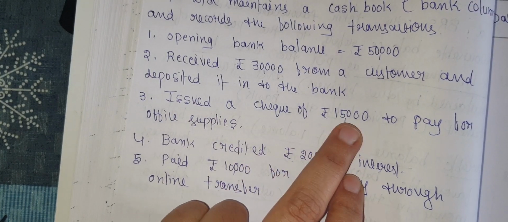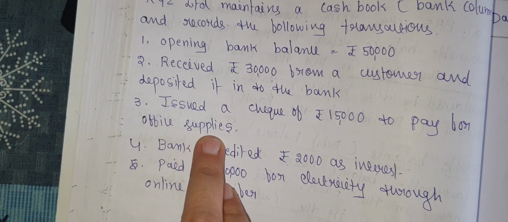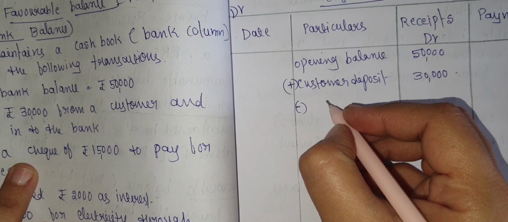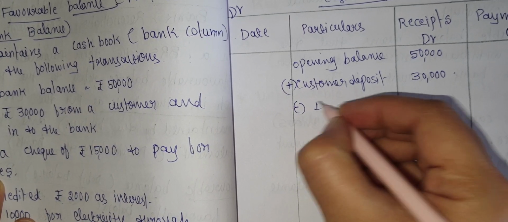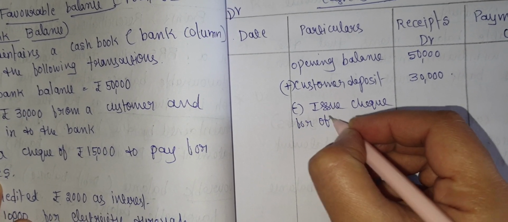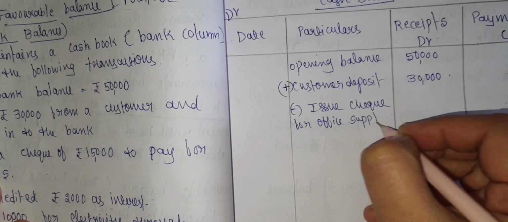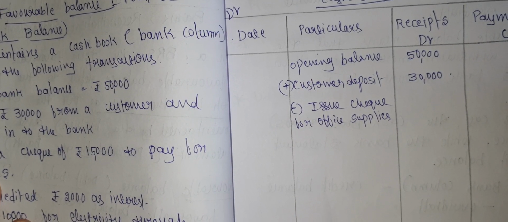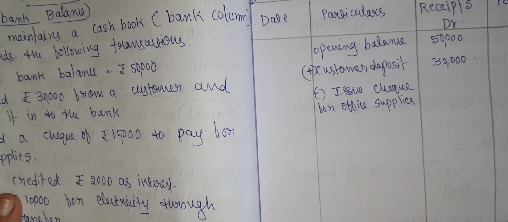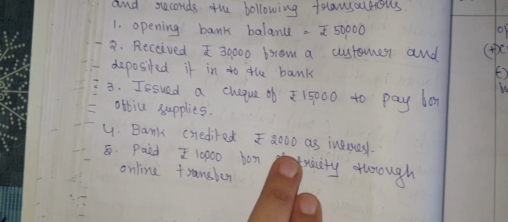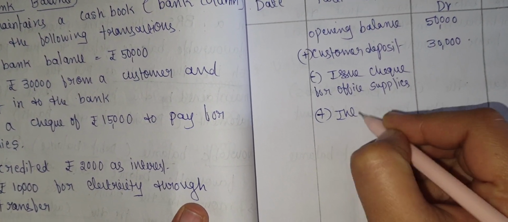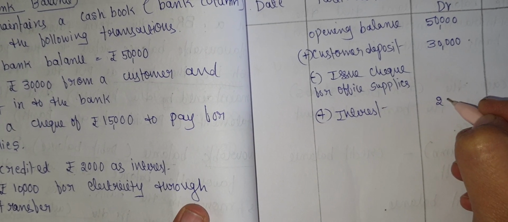Next one, issued a check of rupees 15,000 to pay for office supplies, means it comes in the payment side, that is less. Issue check for office supplies, that is rupees 15,000. We need to deduct, that is because we are issuing a check. And here bank credited rupees 2,000 as interest. Bank credited means it comes in the debit side. Add interest, that is rupees 2,000.